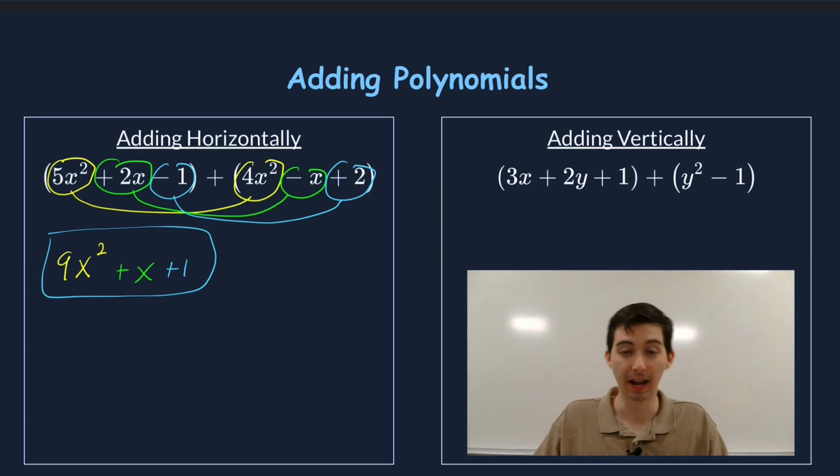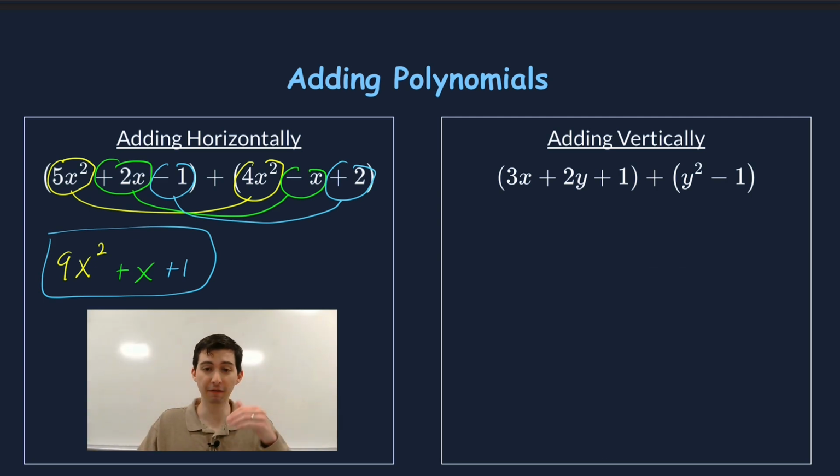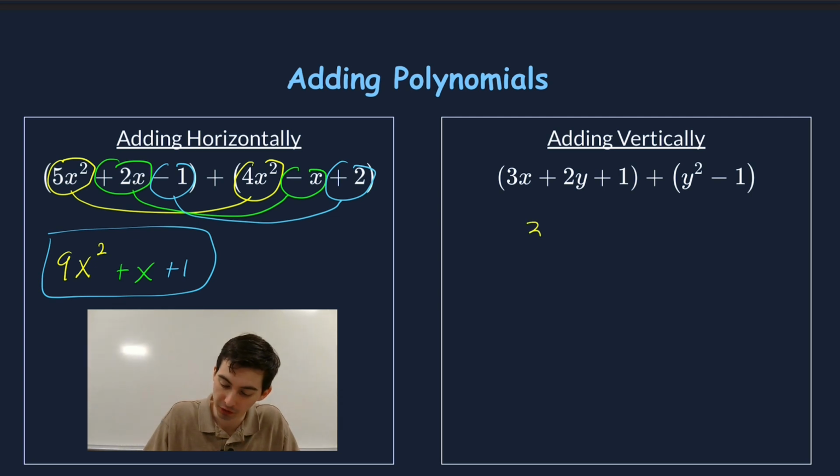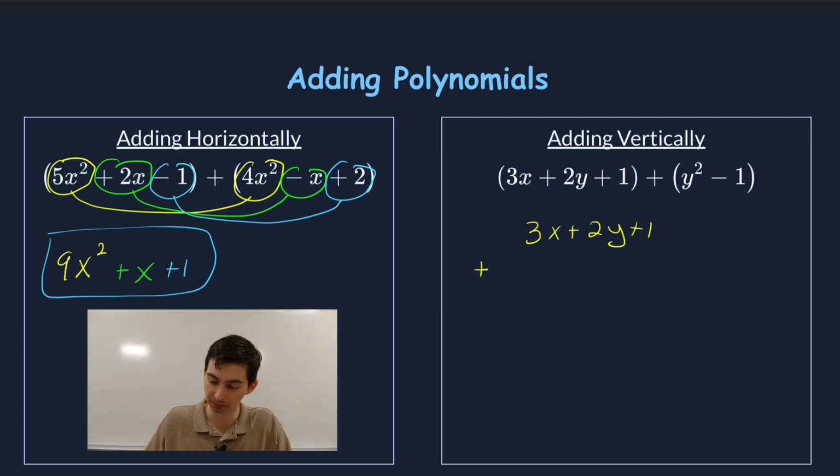We can do the same thing now, adding these vertically. So when we add vertically, we're just going to line up our like terms. I'm going to take my first one, this 3x plus 2y plus 1. That's going to be on top, and I'm going to add this.